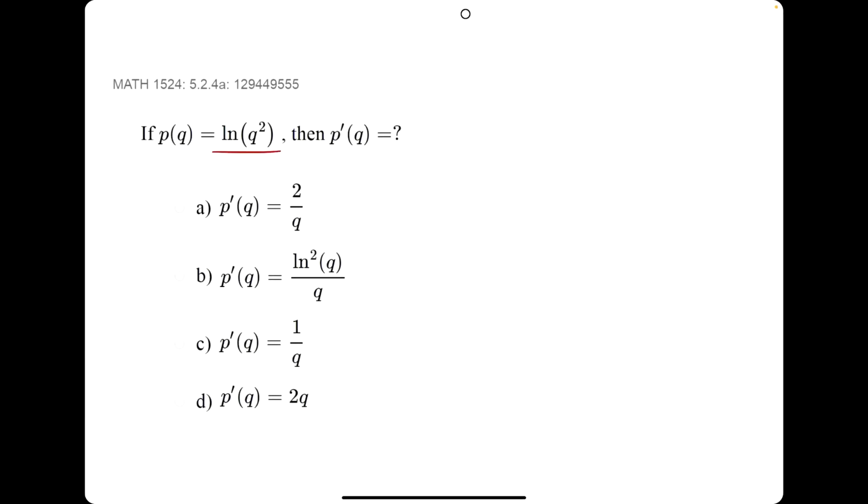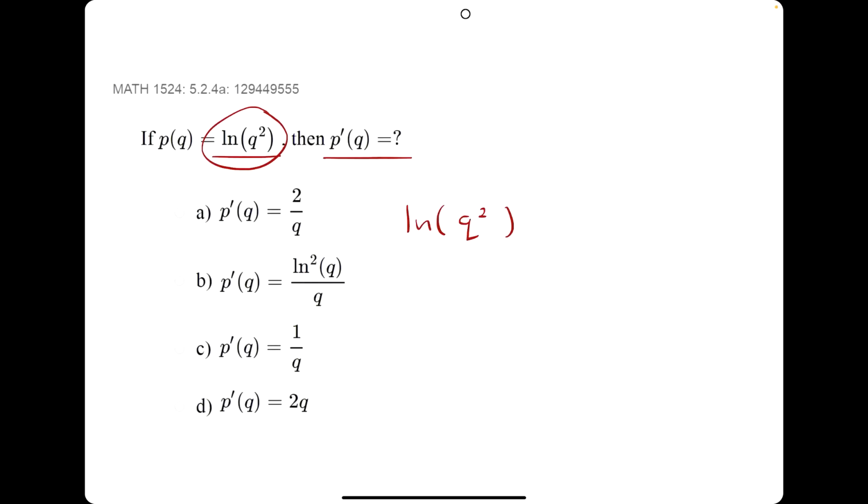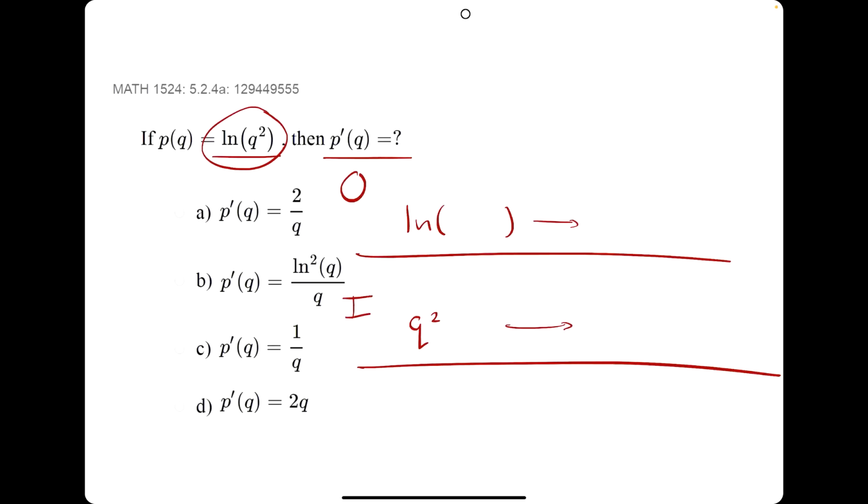Same deal here. We're given this function. We want to find its derivative. We want to ask ourselves, what's the inside function and what's the outside function? The outside function is the ln of q squared, or ln of x, however you want to see it. The inside function is the q squared. So now we just find their derivatives.